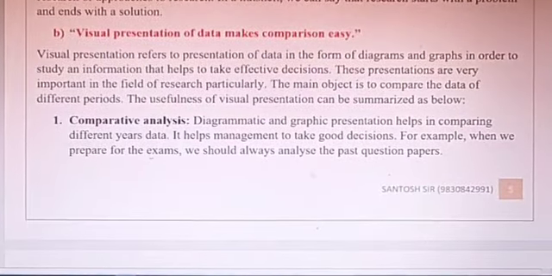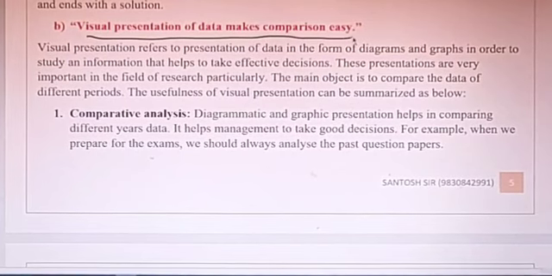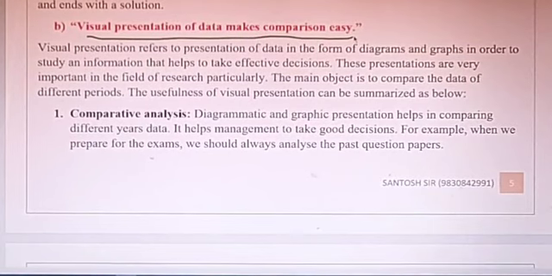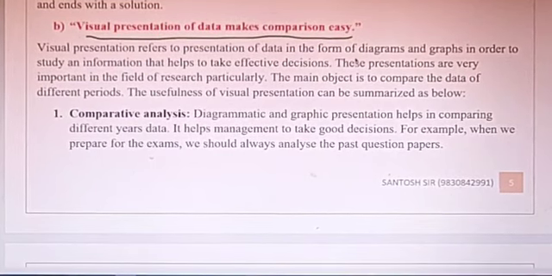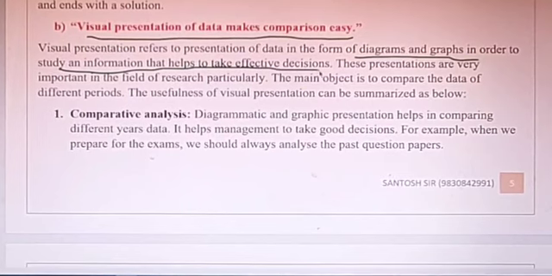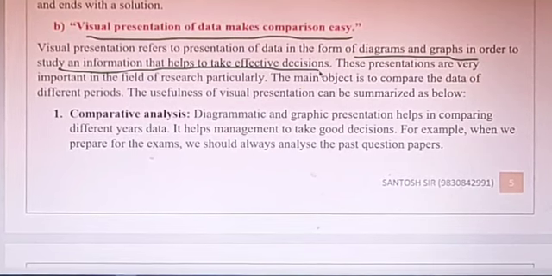The second comment is on visual presentation of data makes comparison easy. Or in other words, we can write this question as: what is the importance of visual presentation? Visual presentation refers to presentation of data in the forms of diagrams and graphs so that the study of information will be more effective, more easy. So you have to write on this.